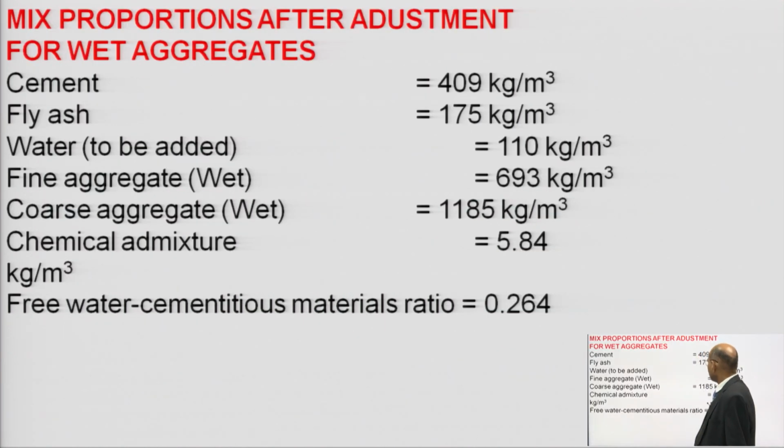So, if you see the mix proportion here, for wet aggregate, cement is 409 kg per meter cube, fly ash requirement is 175 kg per meter cube, water to be added 110 kg per meter cube, fine aggregate 693 kg per meter cube, coarse aggregate is 1185 kg per meter cube, chemical admixture is 5.84 kg per meter cube, and free water cement ratio is 0.264. So, this is the data for first trial.